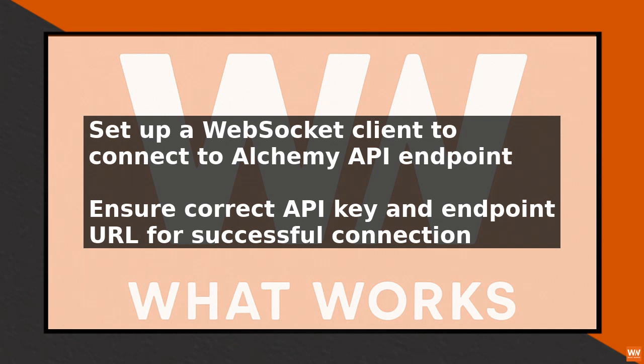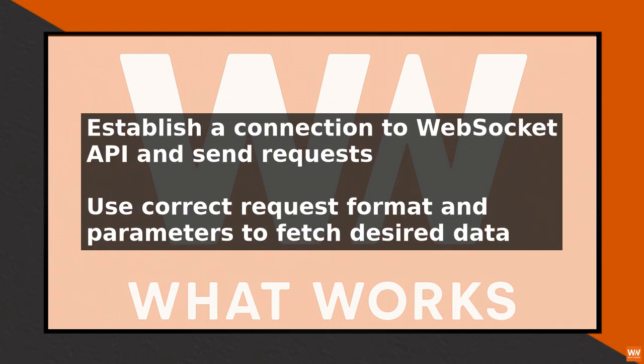To debug issues with the WebSocket API, use the console logs to monitor the requests and responses. Check for any error messages or unexpected responses. You can also use debugging tools like Chrome DevTools to inspect the WebSocket frames and identify issues.